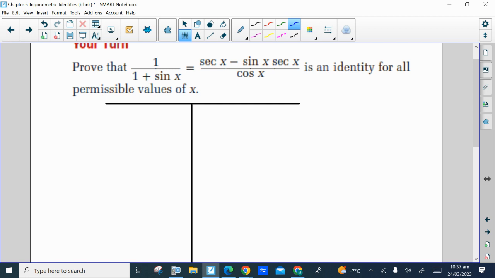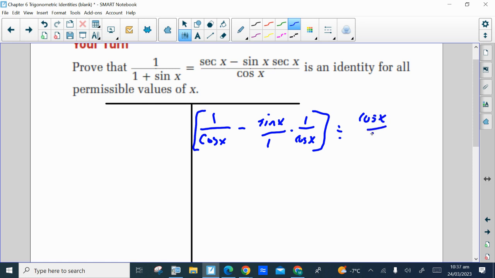So we said we're going to work down the right side. There are no powers there, so we can't use the Pythagorean identities or factoring. When that happens, we put everything in terms of sine and cos. So secant is 1 over cosine x, minus sine x, which is sine x over 1, multiplied by secant x again, which would be 1 over cos x as well. And that is being divided by cosine x, or cosine of x over 1.